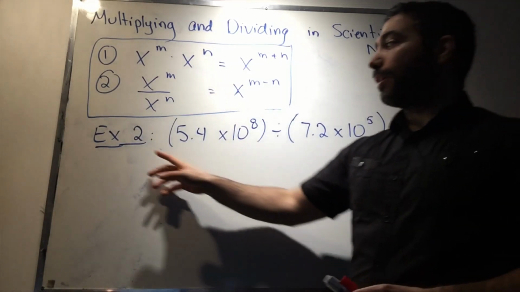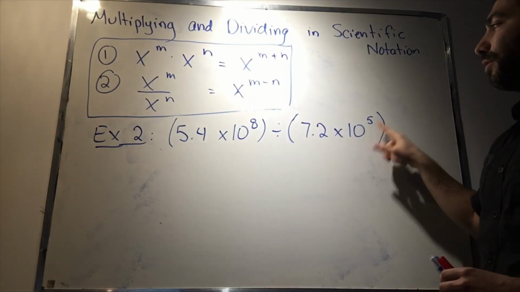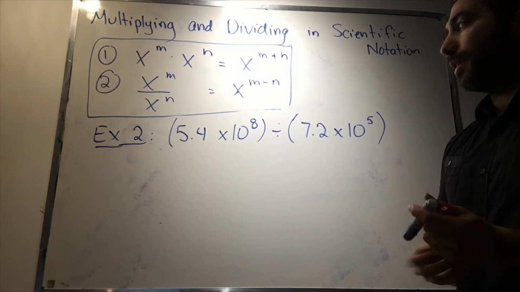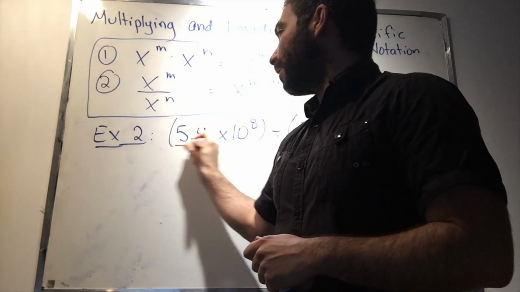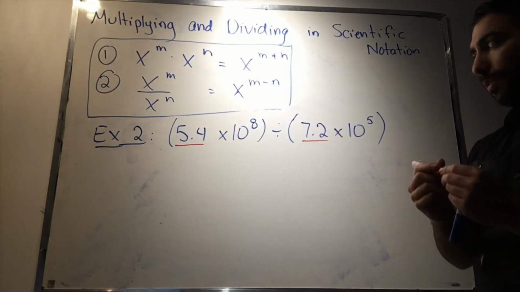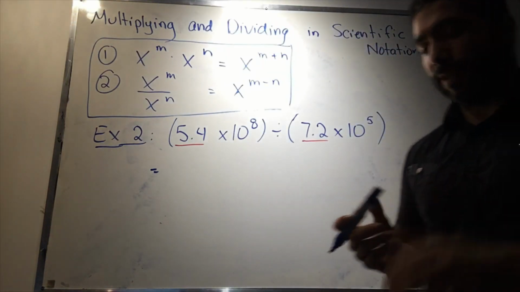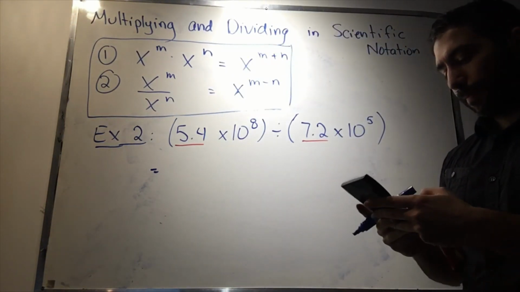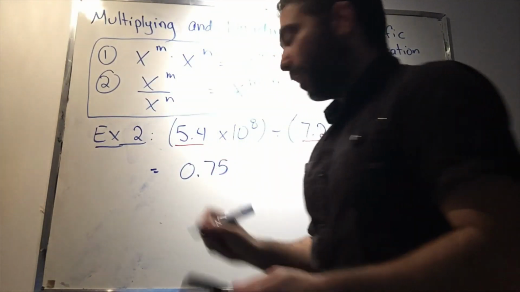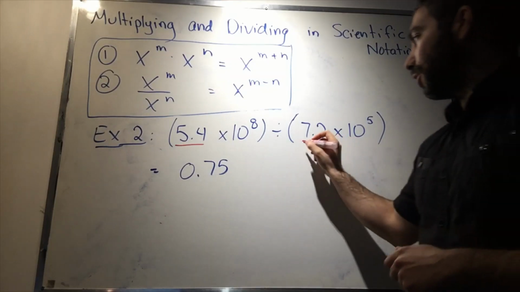So now in example 2, we have 5.4 times 10 to the 8 divided by 7.2 times 10 to the 5. Now we're dealing with division, but we do the same idea as we saw before. We just divide the first numbers over here. We divide 5.4 with 7.2. So when you divide those two numbers, 5.4 divided by 7.2, we get 0.75. Let me just put an arrow to show that this 0.75 was the division of these two numbers.